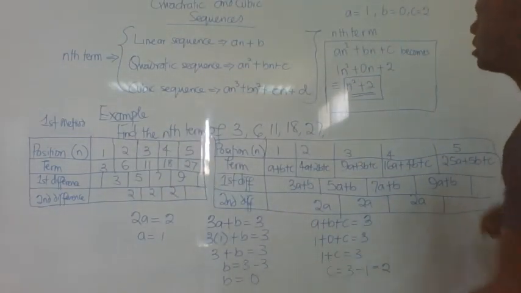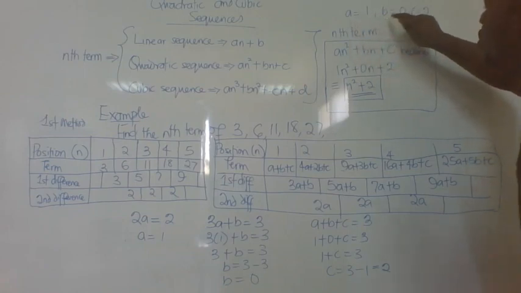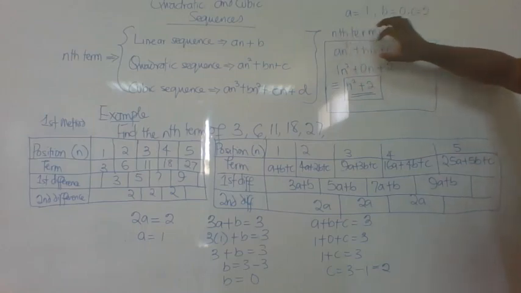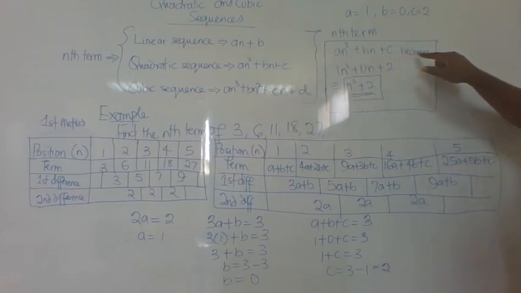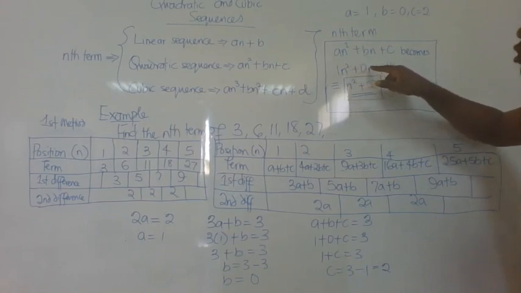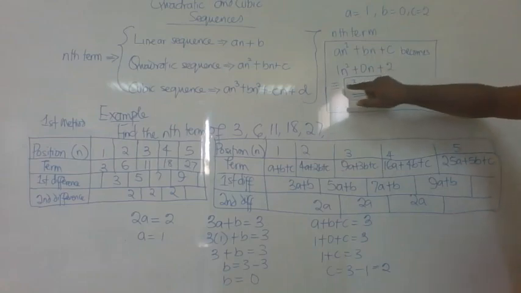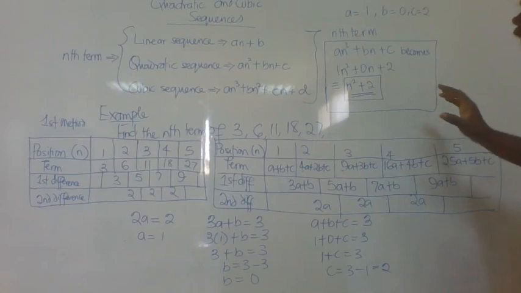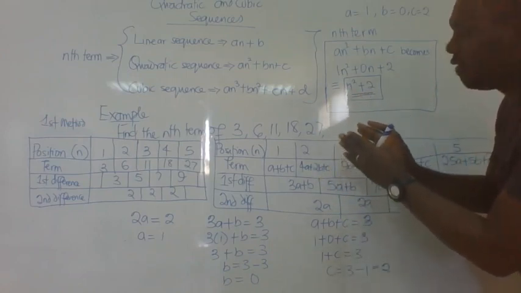Having done all this, you just go ahead and substitute the values for a, b, c. We have a equals 1, b equals 0, c equals 2. Substitute these values into the quadratic sequence nth term. So I'm rewriting it here: when you substitute, it becomes 1n squared plus 0n plus 2. And finally, this is equivalent to n squared plus 2, which is the final answer, the nth term for this sequence. I hope you do understand the first method.